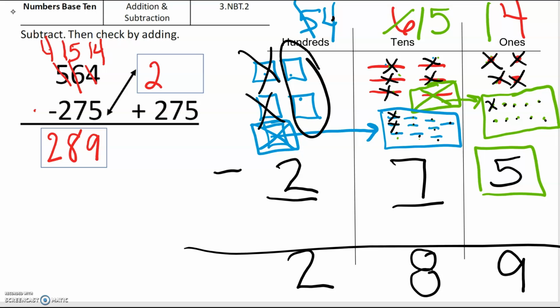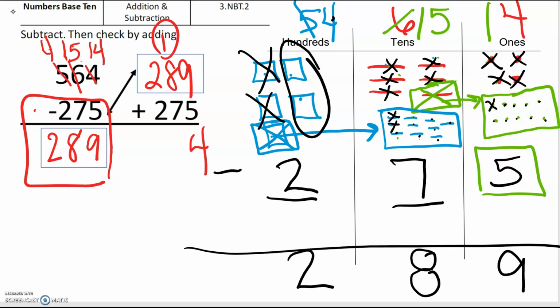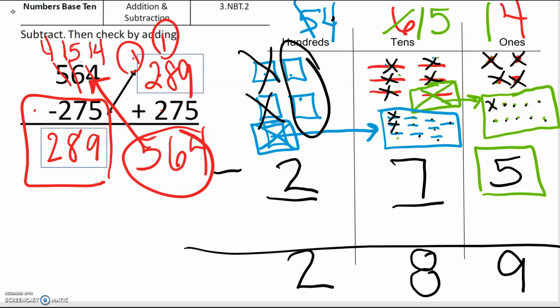To check, I add my 2 numbers, 289. These are my parts. And my goal is to get back to 564. 9 plus 5 is 14. 8, 9, 9 plus 7 is 16. 2, 4, 5. So if this number 564, the sum, is the same as what we started with when we began subtracting, I know I've done it right. And that is how you can use pictures and or numbers to solve with subtracting.